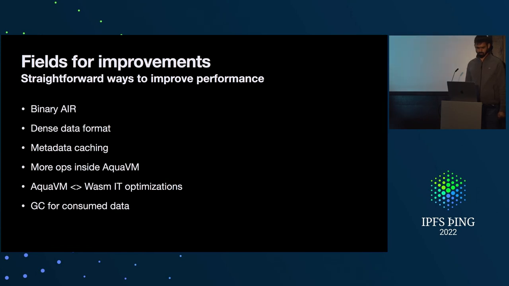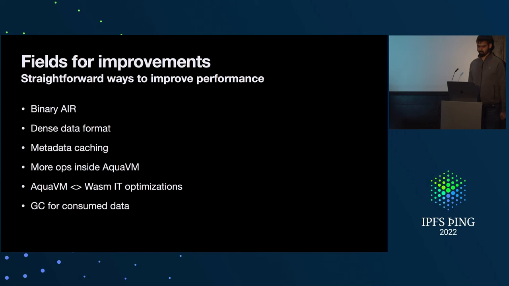Yeah, what could be improved and what do we plan to improve? Binary errors. Currently, we send these strings. It simplifies debugging, but it's not very efficient. The data format also should be changed. Currently, it's serialized JSON. There might be something better. Metadata caching. If we have evidence that the script was already on some peer, we can skip this script and use the hash of the script instead of the script. So optimize this way.